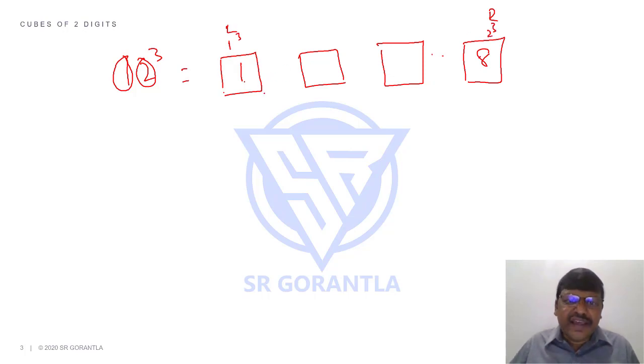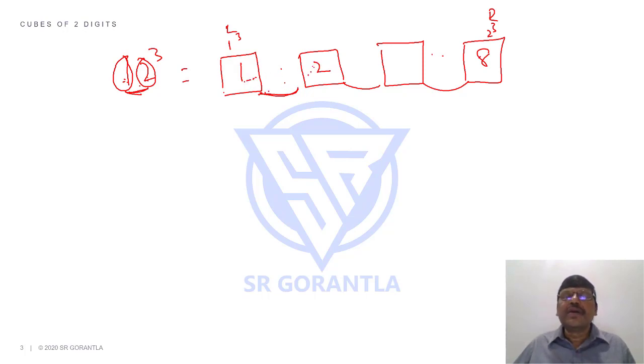Now, students, the ratio of any two consecutive terms here should reflect the ratio of these two digits. What is the ratio of these two digits? 1:2. Now these two should be in the ratio 1:2, so what should be here? 2. Yes, 1:2. Now these two should be in the ratio 1:2, so 2 means it should be 4.